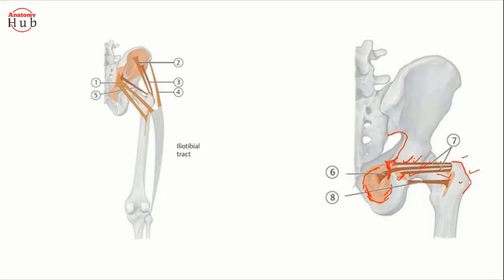Like that, here you will find another muscle. That muscle you can see over here, number 8. This is known as your quadratus femoris muscle. Why is it called that? Quadratus, because it is quadrangular in shape, and it is inserting to the femur, so it is the quadratus femoris muscle.